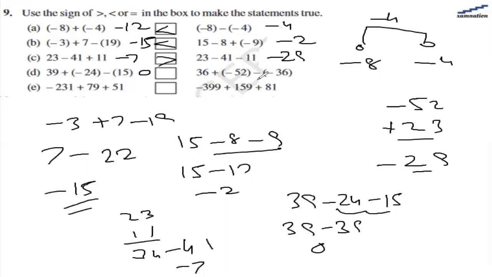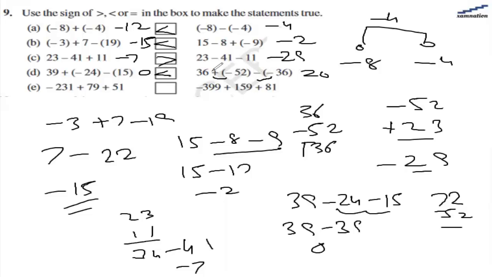The first will become negative when you open up, because we have plus outside the bracket and minus inside the bracket, so they will give the negative sign. But here we have minus and minus, so they will give the positive, right? So we will have 36 minus 52 and plus 36. So 36 plus 36 will be 72, minus 52 will be 20. So on the left hand side we have 0, and on the right hand side we have 20. So that means the left hand side is lesser than the right hand side.